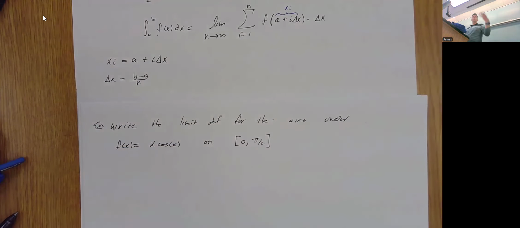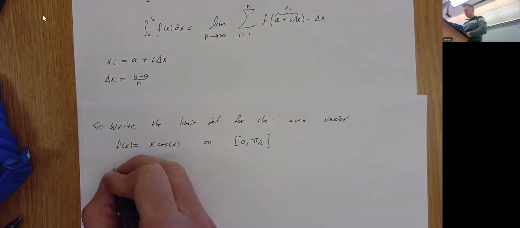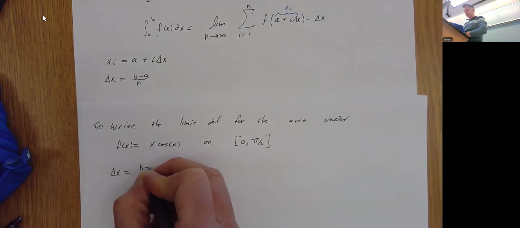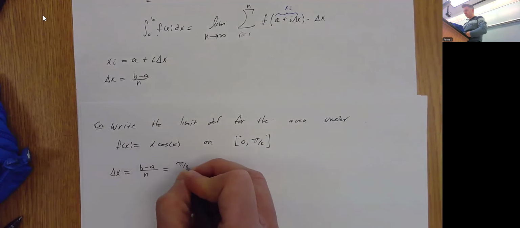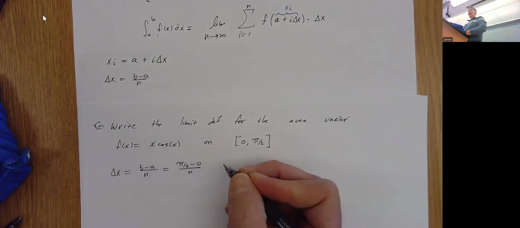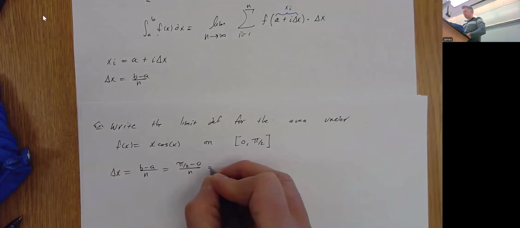All right, same sort of deal. We got to find 3 things. We got to find delta x. Okay, delta x, no big deal. Delta x is our b minus a over n, which in this case is pi over 2 minus 0 over n. I would choose to write this as pi divided by 2n. That seems like the simplest way to write it.